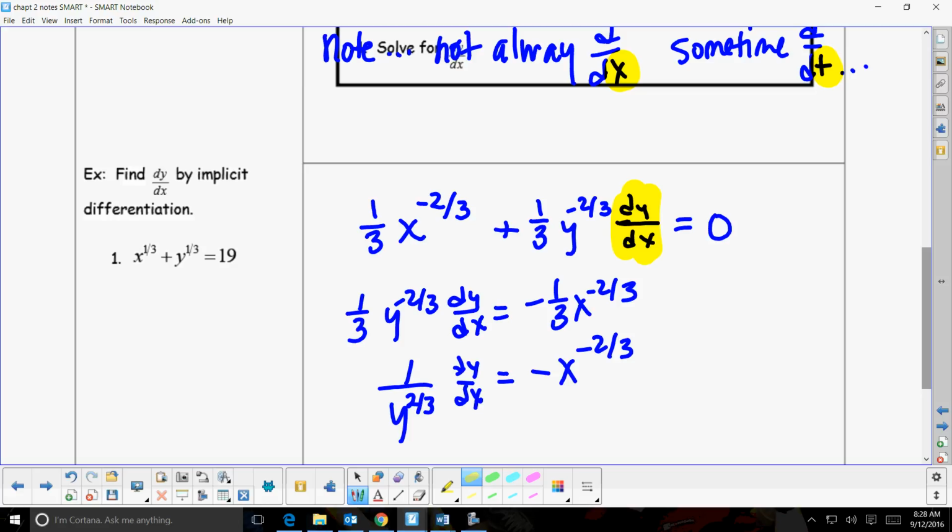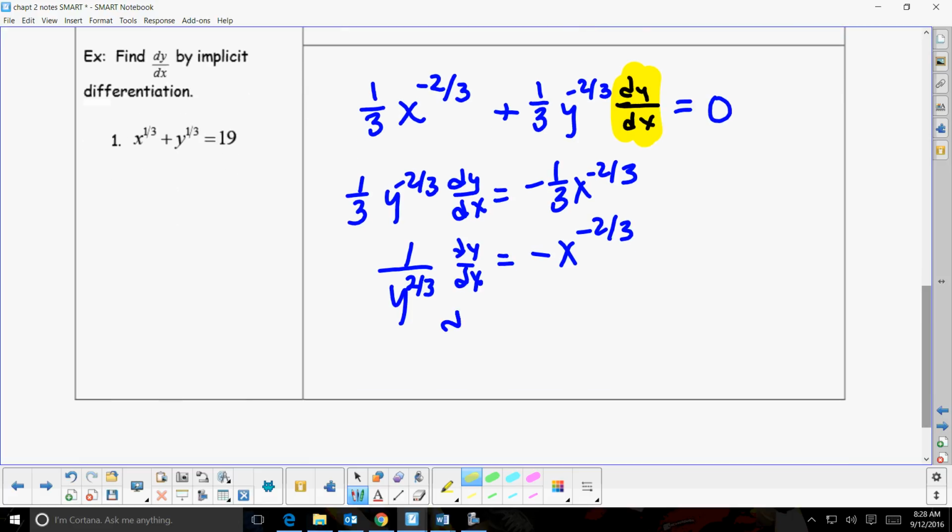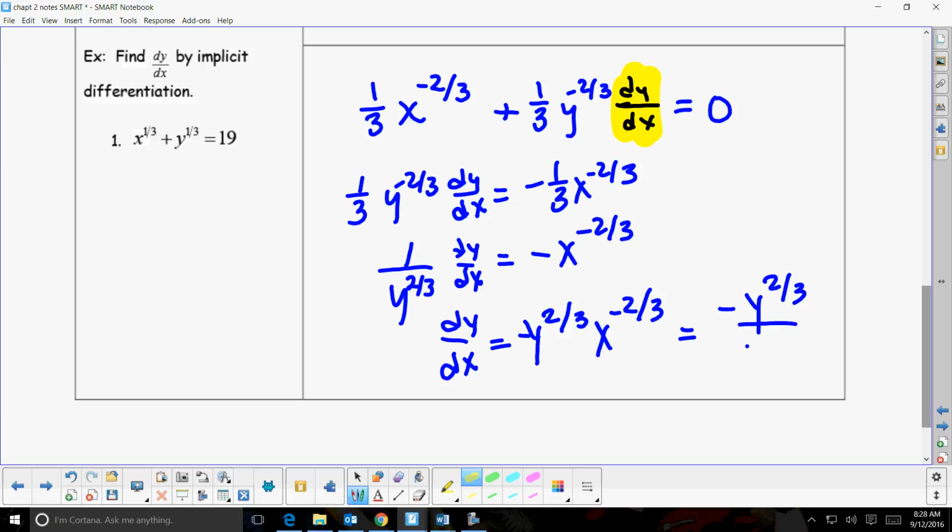So what can I multiply both sides by? Y to the positive 2/3. I still have that negative. And you could rewrite that as negative y to the 2/3 over x to the 2/3. And that's what my dy dx would equal. Questions on any of those steps?